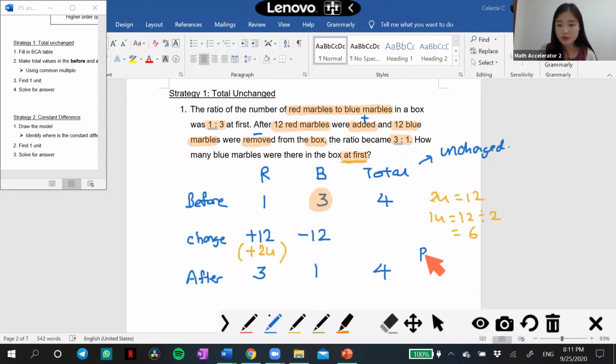So blue at first, 3 units, which is 6 times 3, because your 1 unit is 6. So 18. So there were 18 blue marbles in the box at first.